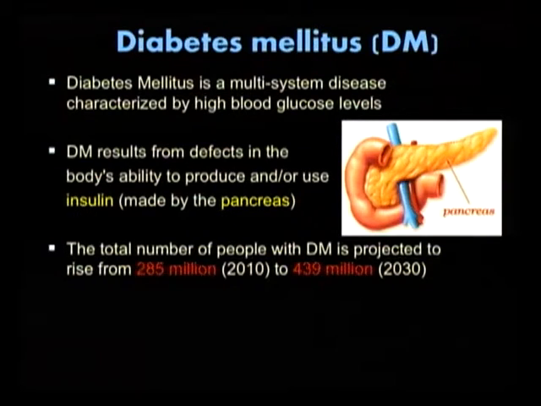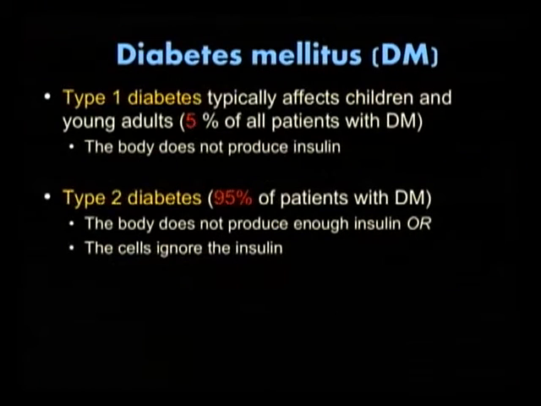There were an estimated 285 million cases of diabetes in 2010, and this figure is expected to rise to 439 million in the year 2030. So we can say we have a pandemic at a global level.